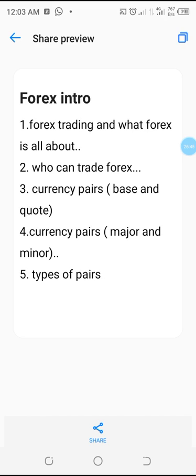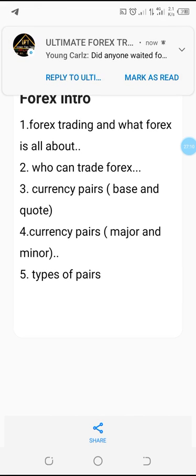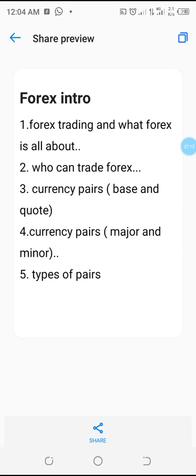It's not owned by the government. It's not owned by Jeff Bezos. It's not owned by the richest guys in town. So anybody can partake in the market. Number three, I talked about currency pairs, base and counter. The first currency in the pair is known as the base, while the last currency in the pair is known as the quote.